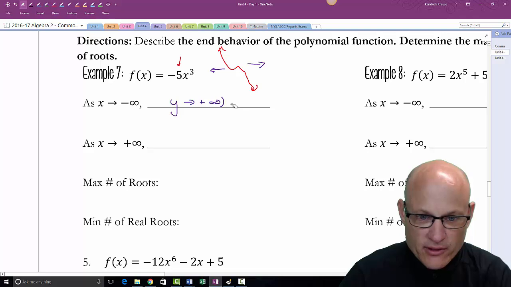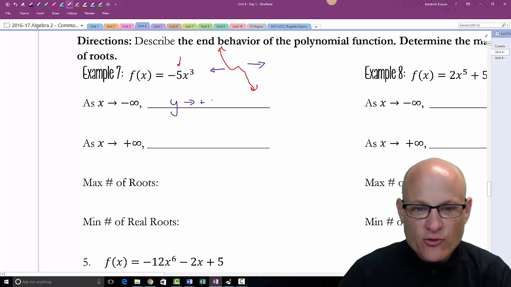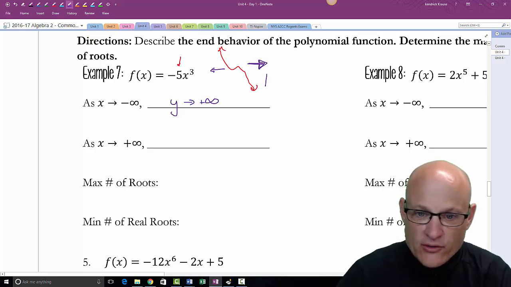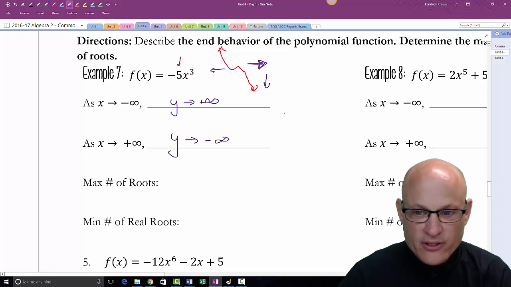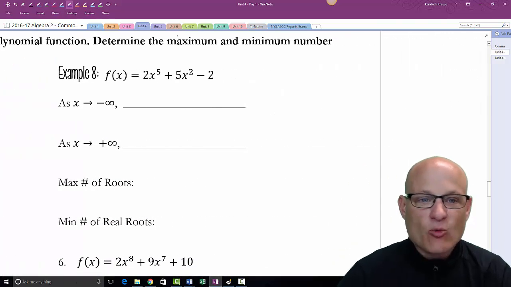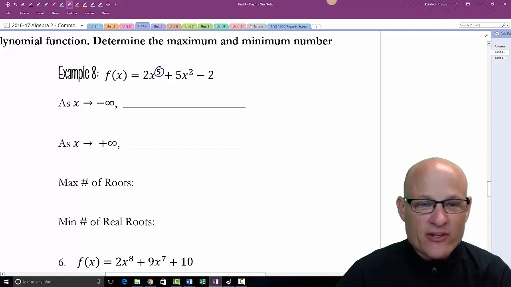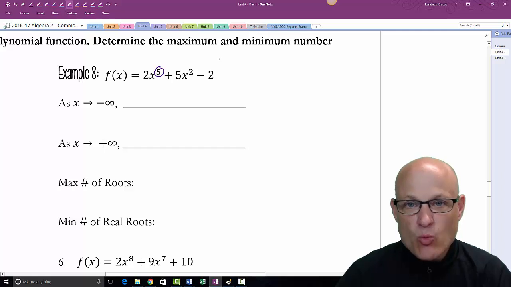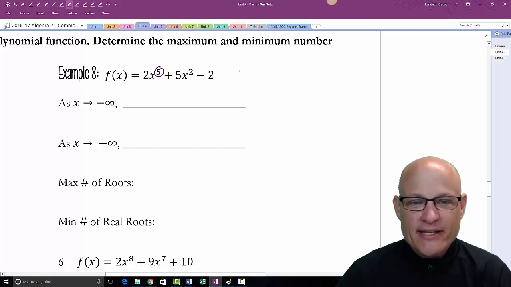Why do I keep putting those parentheses there? As x goes to the left, y is going up. As x goes to the right, y is going down. So y approaches negative infinity. Again, we have an odd function. I don't care if this is a 5, 7, 17, 31. It doesn't matter. It's still going to have the same general shape.